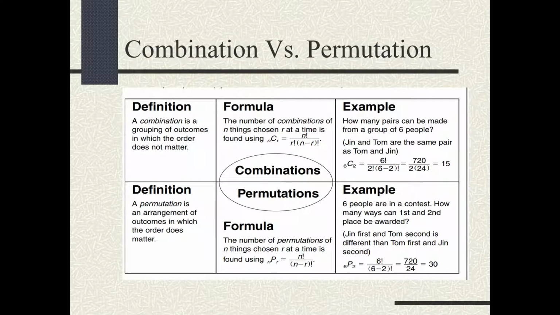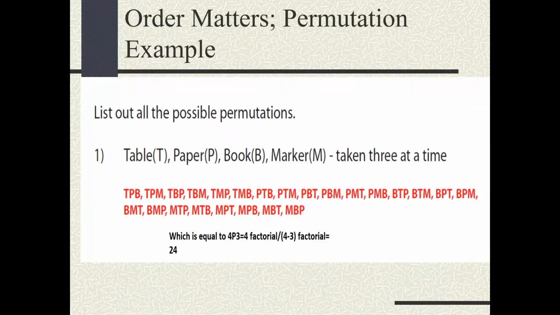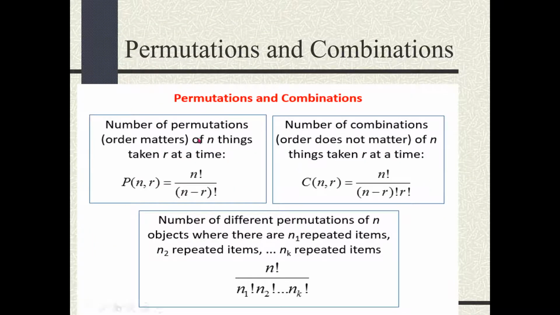Okay, so further to clarify the difference between combination and permutation: when I introduced the concept of permutation and combination, what I told you is that in permutation order matters, whereas in combination order doesn't matter.